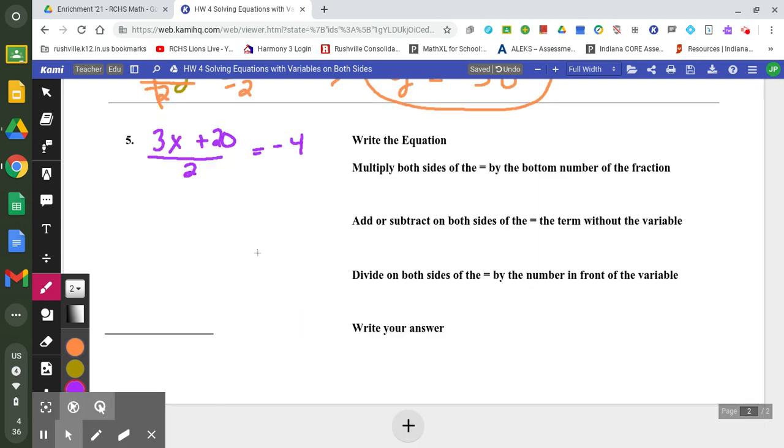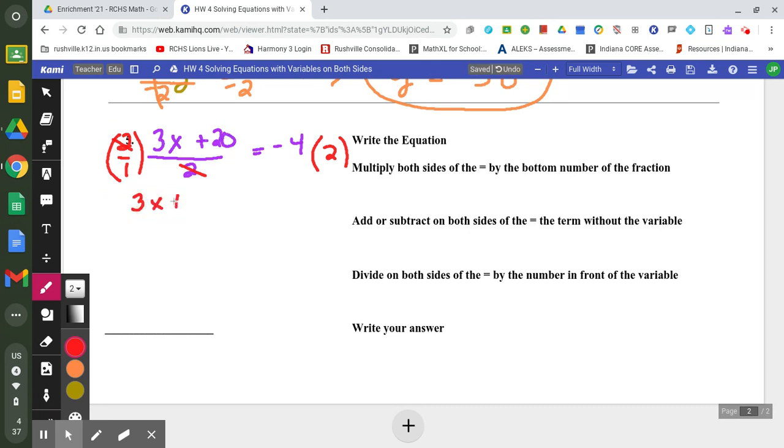So for number 5, write the equation. And the first thing is we're going to multiply both sides of the equal sign by the bottom number of the fraction. So the bottom number of the fraction is 2. So those 2's cancel, and I have 3x plus 20 equals, and then I've got negative 4 times 2 is negative 8.